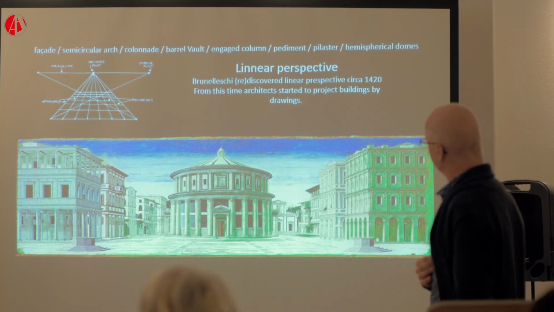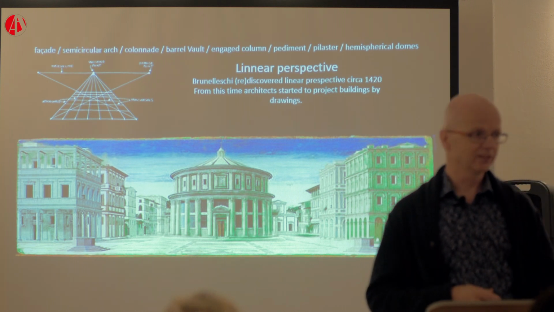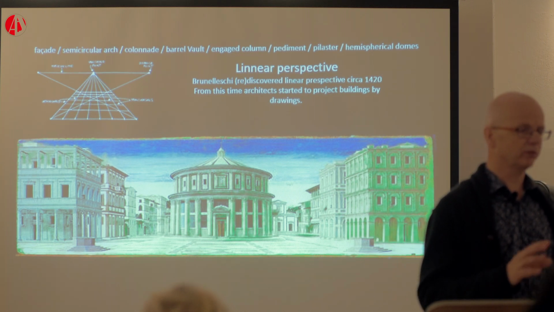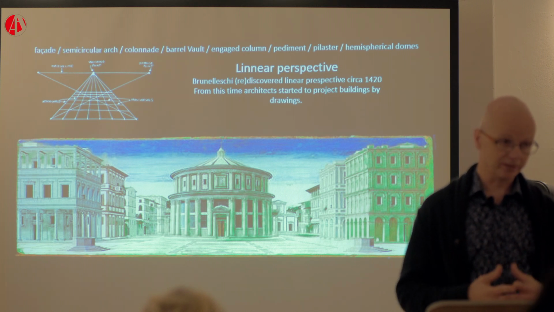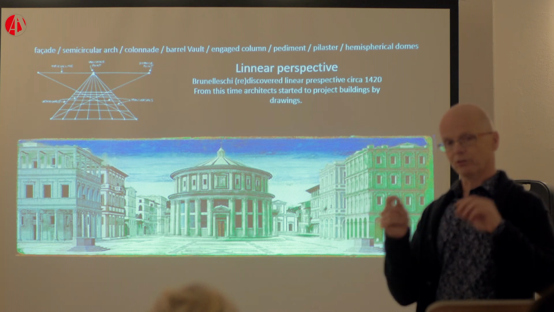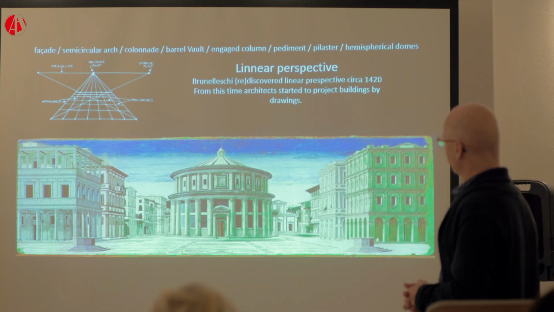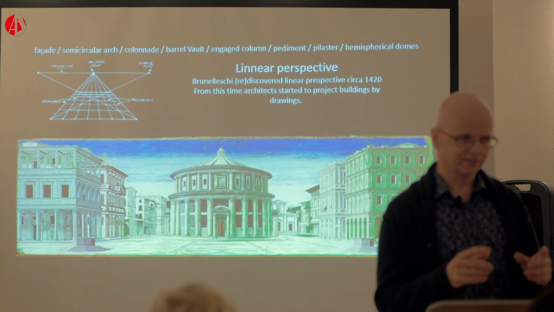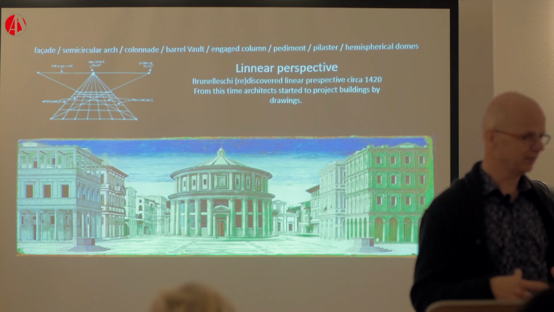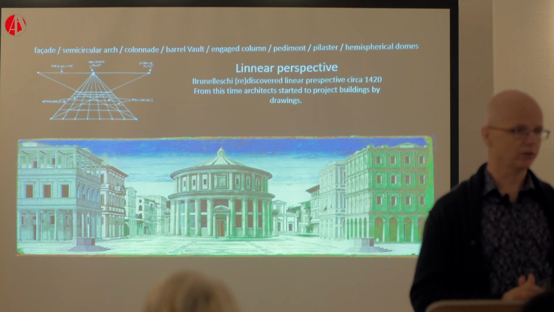Brunelleschi was also the kind of inventor, even though it came from this, because Vitruvius had already described how you can do a linear perspective. But Brunelleschi discovered it, or rediscovered it, in 1420. And it's interesting for architects that from this time, architects start to draw. Before this, you build a model.